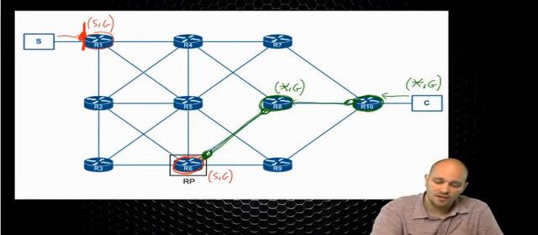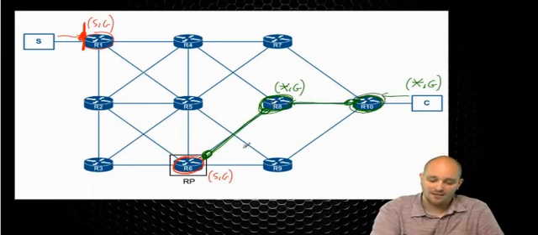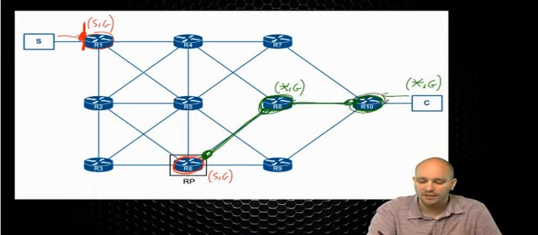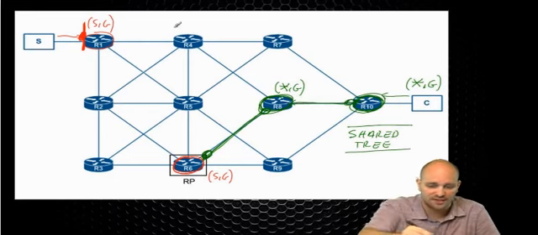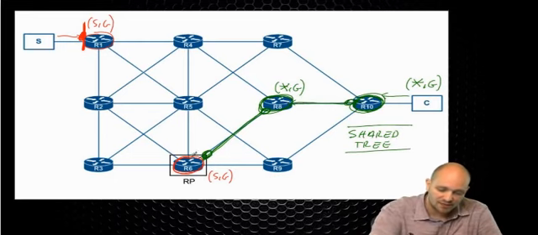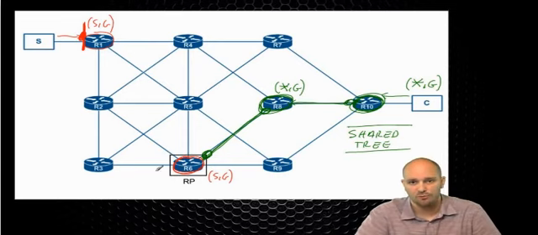Now, this green line here, this path here, is something in multicast. These multicast paths, the paths that the traffic will take, are called trees. This is something that we call a shared tree. Now, why is it called a shared tree? Well, it's called a shared tree because regardless who the source is or where the source is, the root of this tree is going to be the rendezvous point.